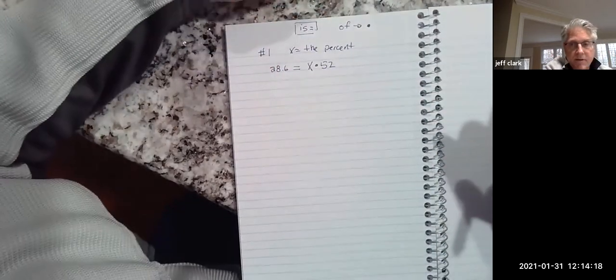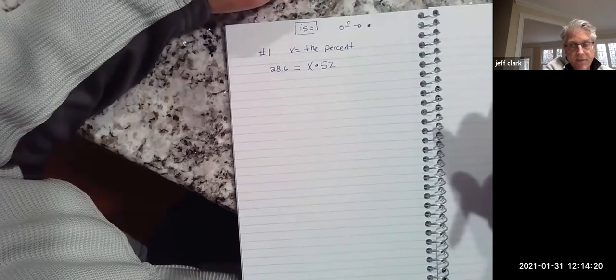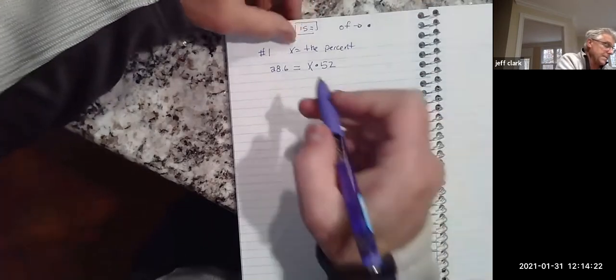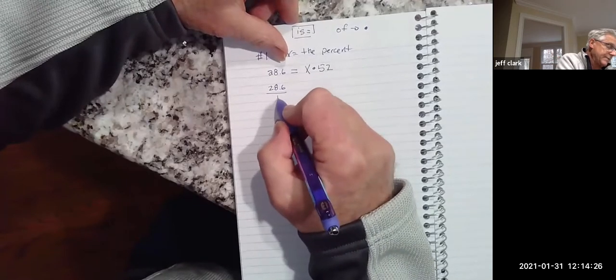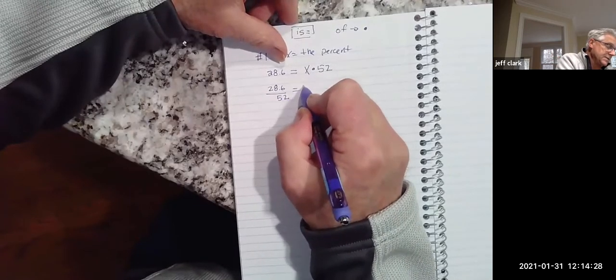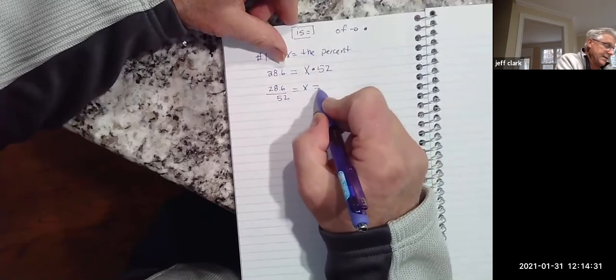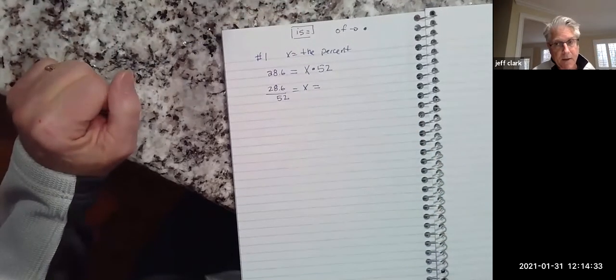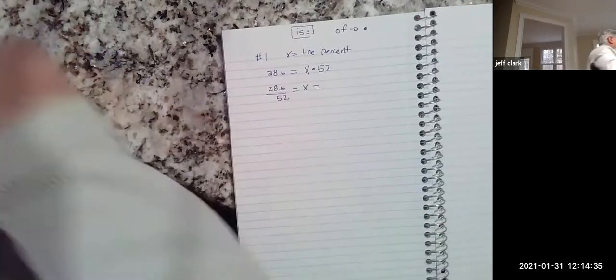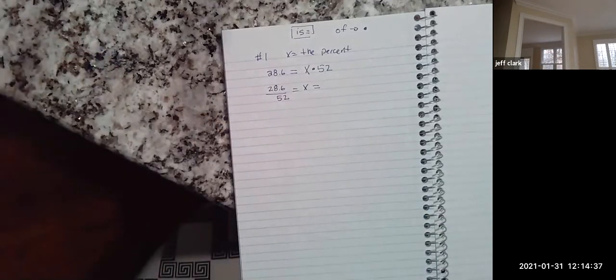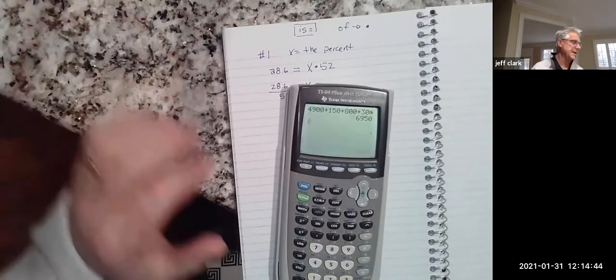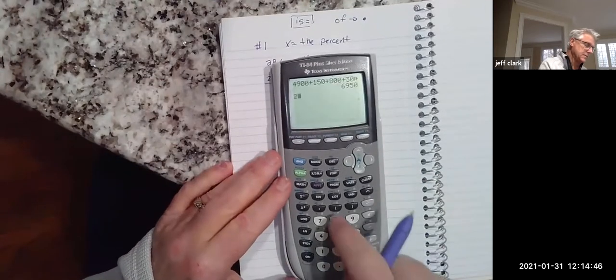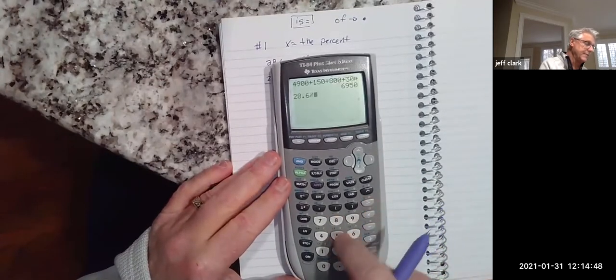And then the algebra after this is getting the X by itself. So you're going to divide both sides by 52. So 28.6 divided by 52 equals X. And if I take my calculator and look at that, if you give me a moment, I'm going to show you. I'm going to take your calculator and take 28.6 and then divide that by 52.